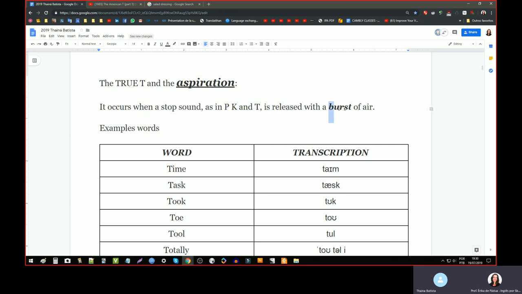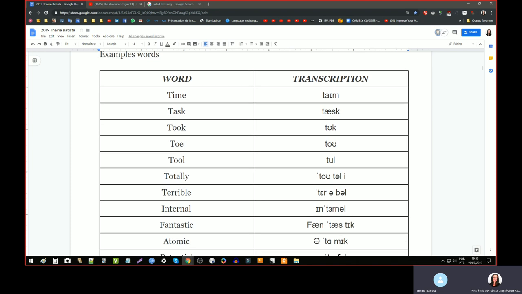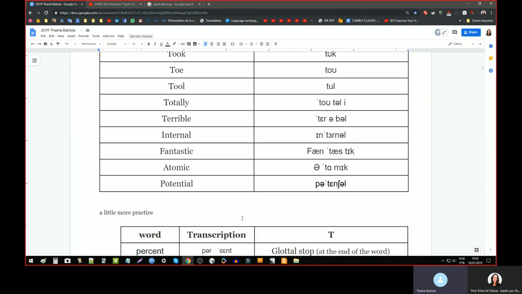Yeah. A burst of air, exactly. There is a burst of air that we don't have in Portuguese. Right? Nice. I put here some example words. Time, task, took, to, totally, terrible, internal, fantastic, atomic, potential.